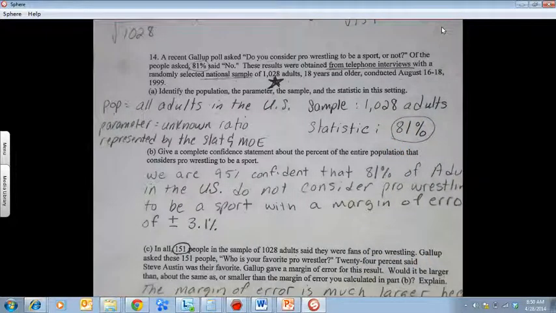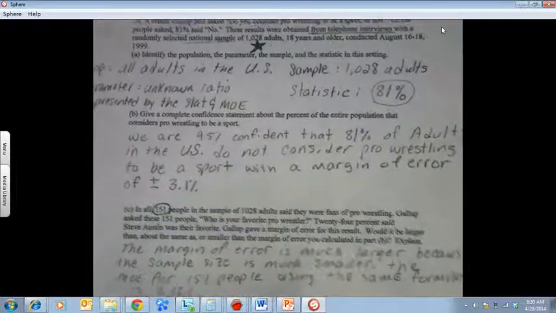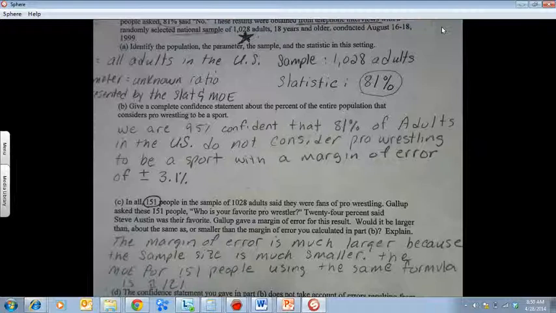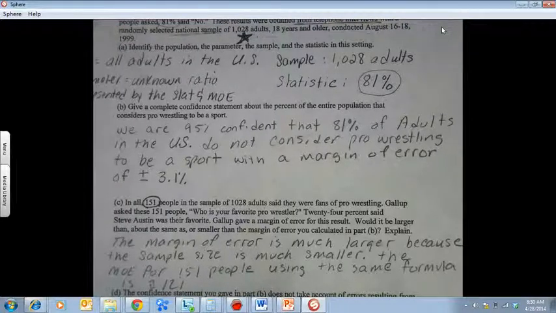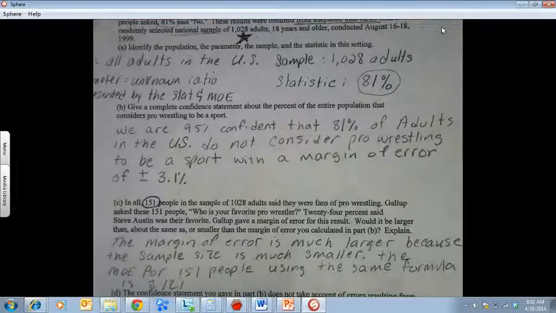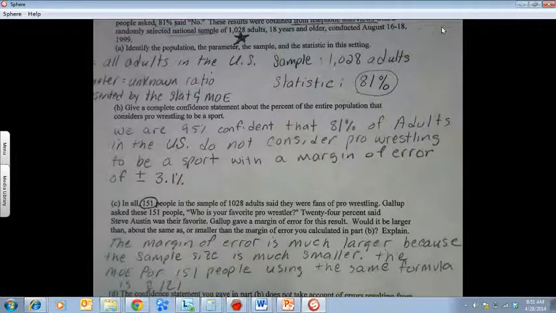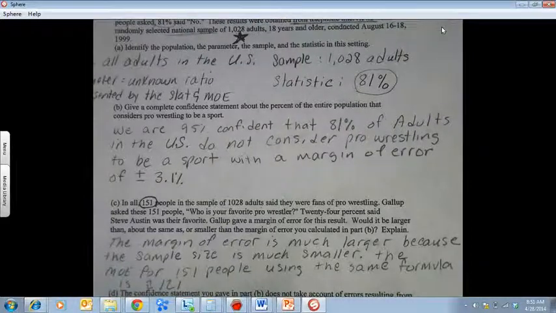Okay. Question B, give a complete confidence statement about the percent of the population that considers pro wrestling to be a sport. So we're representing the population, which is why we're using the margin of error. Since 81% is the statistic, we can say we are 95% confident that 81% of adults in the U.S. do not consider pro wrestling to be a sport with a margin of error of plus or minus 3.1%.